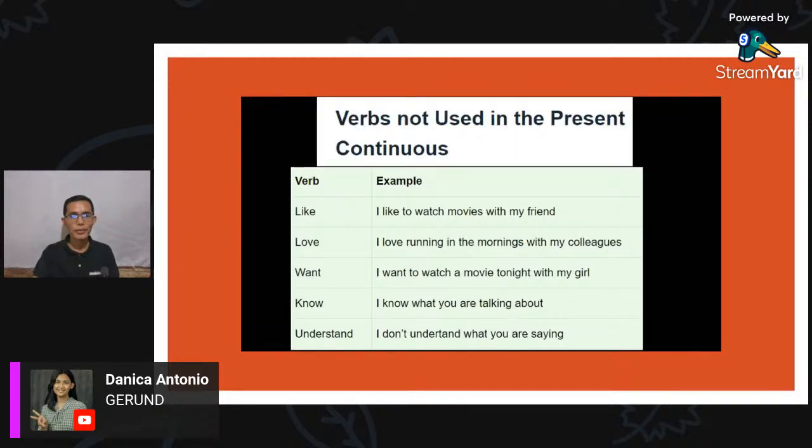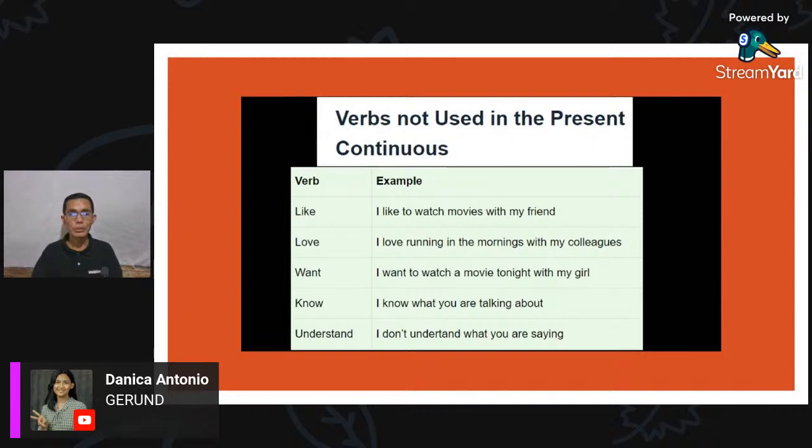Next. Sometimes there are words, verbs, that we don't use in the present continuous. Let's look at them quickly. Examples are like, I like to watch movies with my friend. We don't say, I liking to watch movies with my friend. So we don't use the word like in the present continuous.